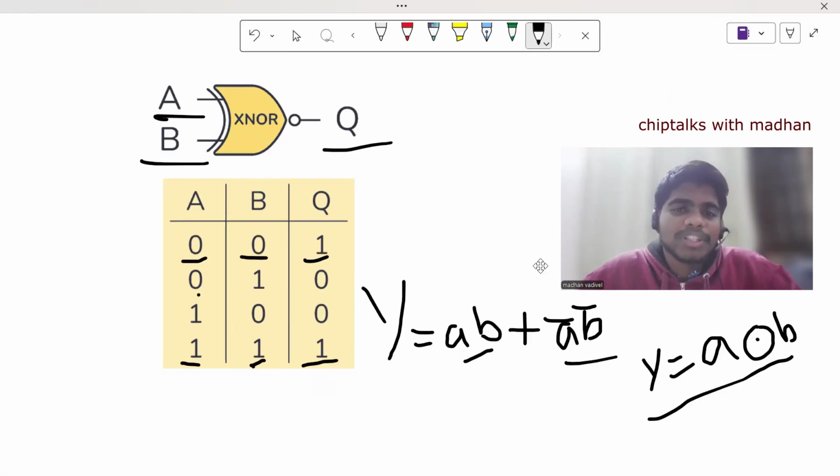This is the operation and truth table of XNOR gate. When someone asks about the XNOR gate truth table, tell them whenever the input is the same, 0 0 or 1 1, we will get the output as high state, or else we will get the output as 0. And this is the equation: AB plus A bar B bar.